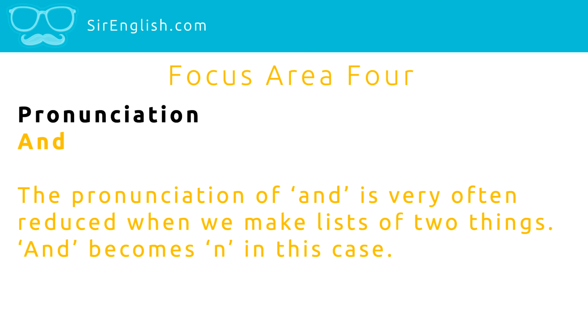And focus area number 4 is the pronunciation of "and". Now, the pronunciation of "and" is very often reduced when we make lists of two things. "And" becomes "un" in this case. So can you hear this? The pronunciation of "and", "un". It's much, much shorter. Actually, we delete the D sound from the end when we talk about lists of things.